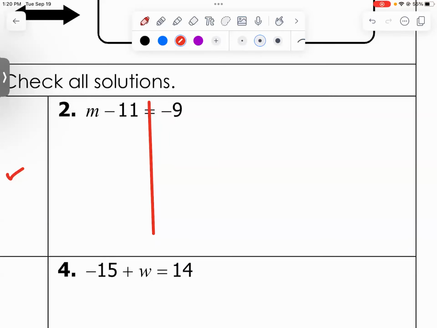Kanaya, what's our variable? M is our variable. So I'm going to highlight it. Maybe you want to circle it. Kanaya, how is 11 tied to M? What's the operation between M and 11? Subtraction. So we need to add 11 to both sides.